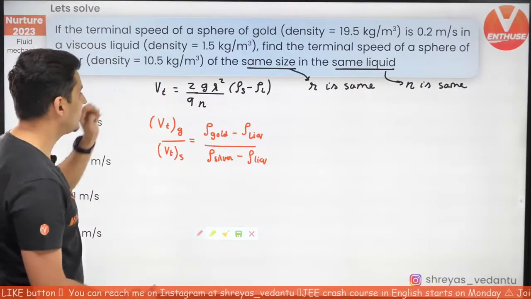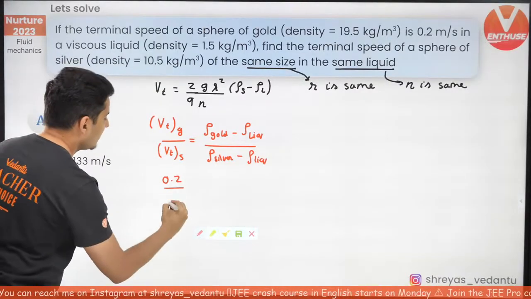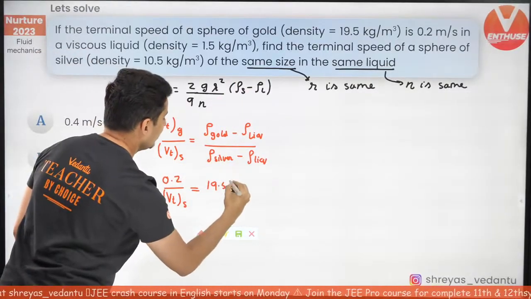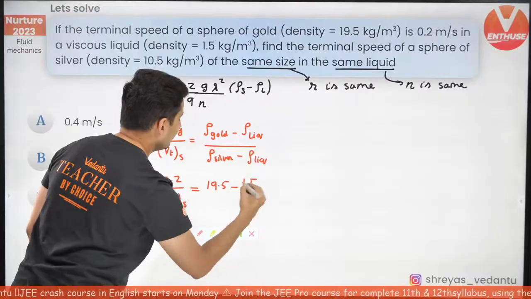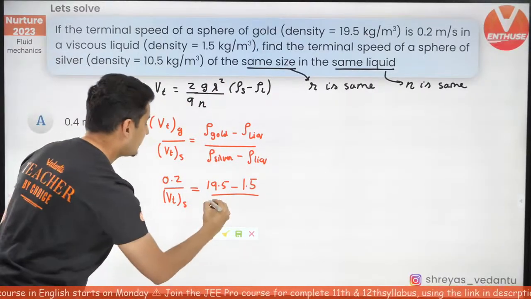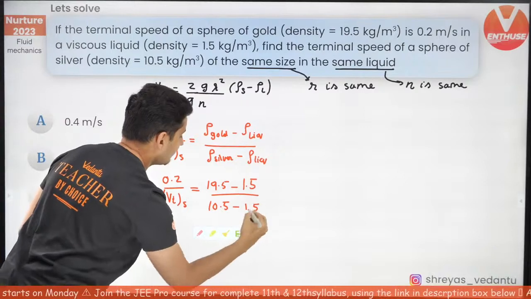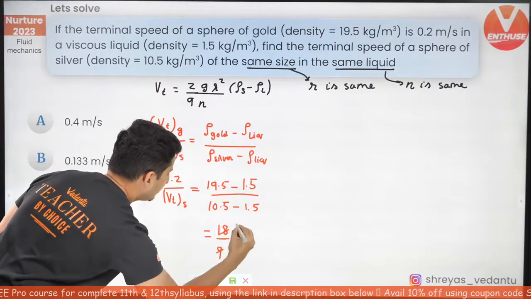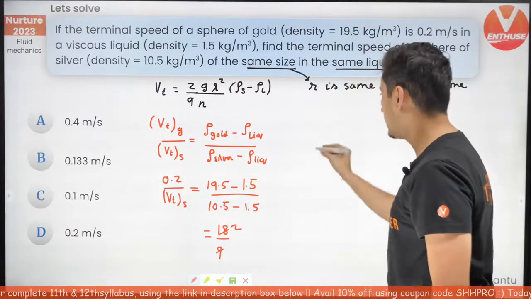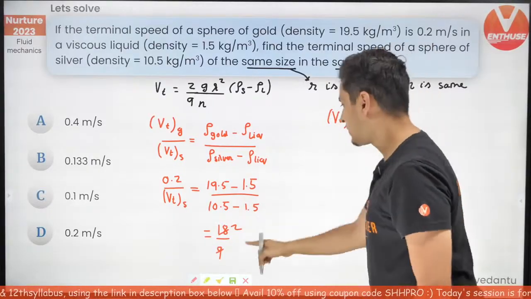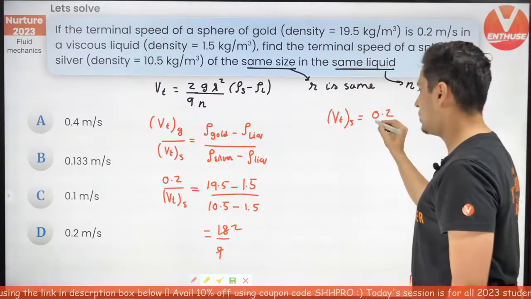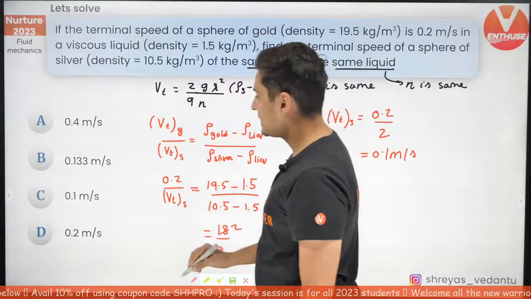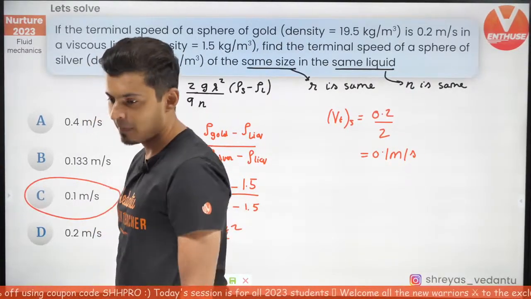The terminal speed of the gold sphere is 0.2. The terminal speed of silver is what I need to find. Gold's density 19.5 minus liquid's density 1.5, divided by density of silver, 10.5 minus 1.5. So this will become 18, this will become 9, so this will become 2. Shift it over there. So V terminal silver will be 0.2 divided by 2, which is 0.1 meters per second. Is it there somewhere? Yes, it is. Option C. Very good, Sudarshan.